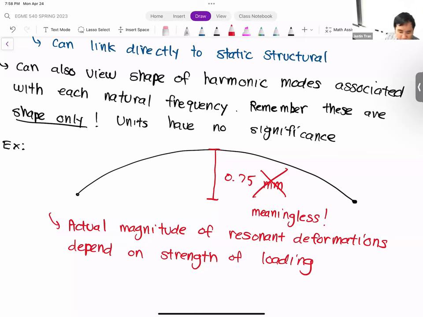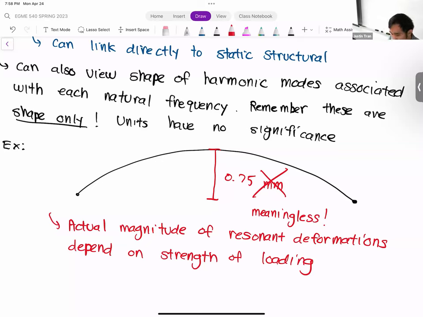And in modal analysis, remember, we haven't applied any kind of load yet, okay? You can apply static loads, and we'll see what occurs when we have static loads. But static loads are not the same as oscillating loads, okay?